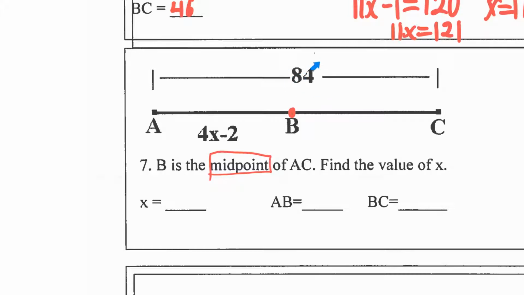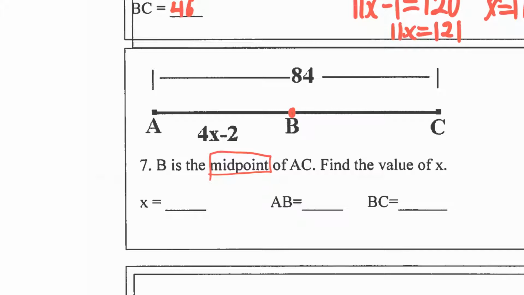Well, just thinking about if I go this way, this is a different way to think about it. I haven't really talked about this, but it's just as easy, really. So the whole thing is 84. If B is the midpoint, it's going to cut that in half. How long is this going to be? 42. So that's another way you could do it. You could just put 4x minus 2 equals 42. That'd be one way to do it.